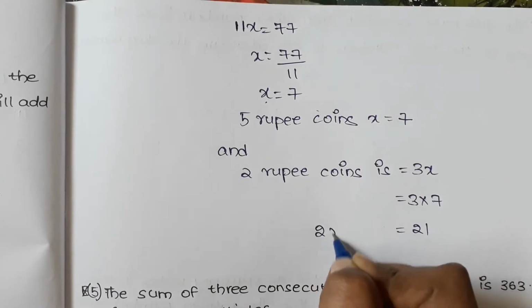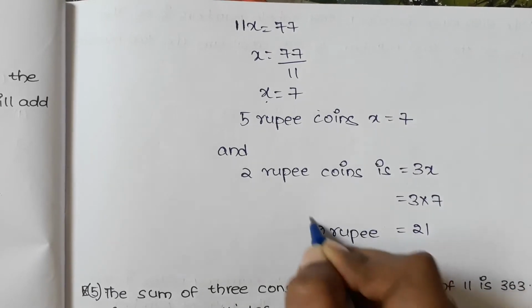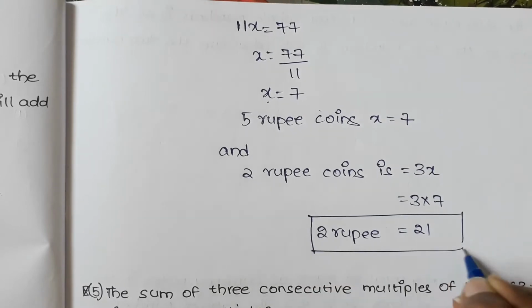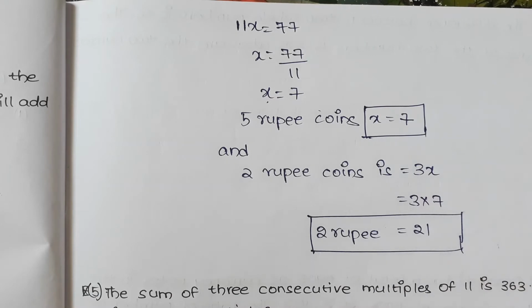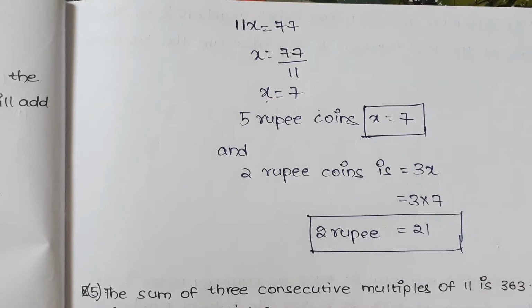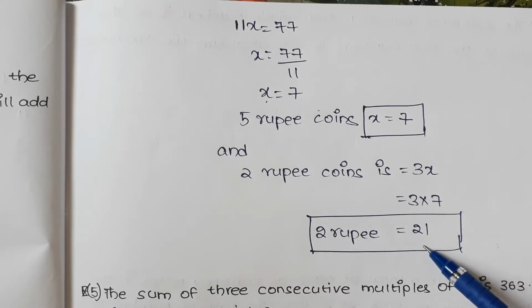2 rupee coins is 21, and 5 rupee coins is 7. And now if you check the total, Bansi will have 77 rupees. And this is about the fourth problem.